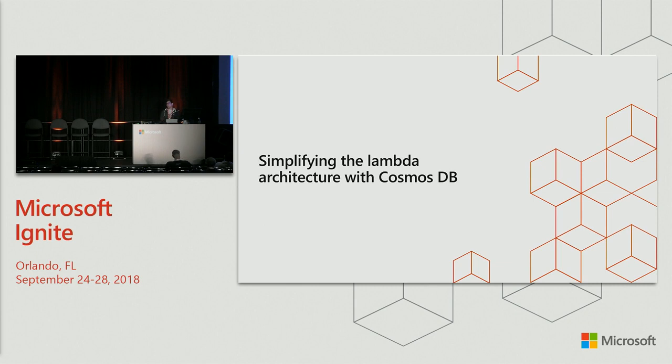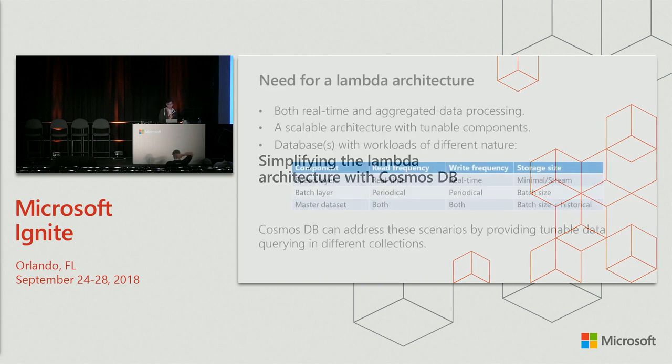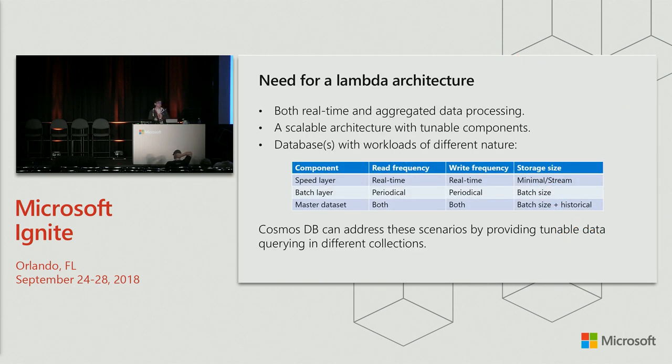So what is our value proposition here then? Well, we aim to simplify the Lambda architecture using Cosmos DB for many reasons in particular. Now, you need in a Lambda architecture different components with different data processing requirements, right? So for example, the speed layer needs to have real-time reads and real-time writes. That's why you use either something with a minimal data storage size or a stream processing layer.